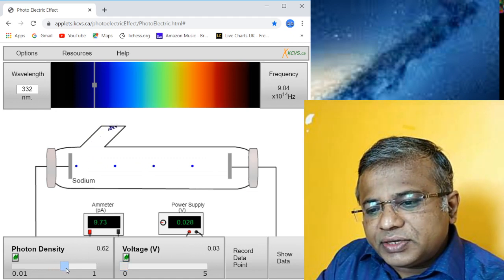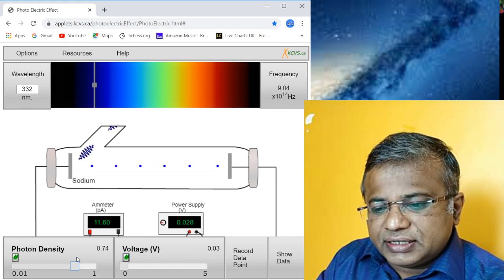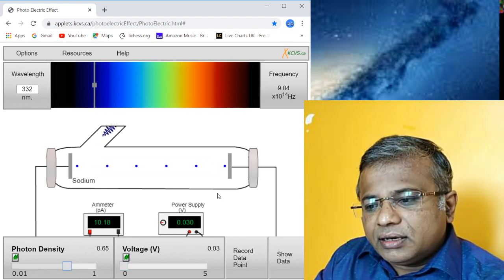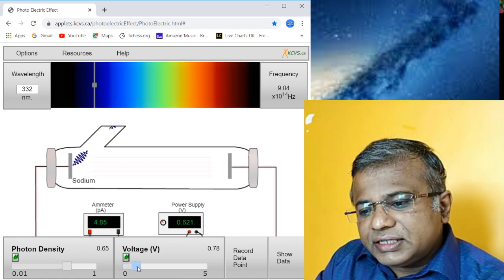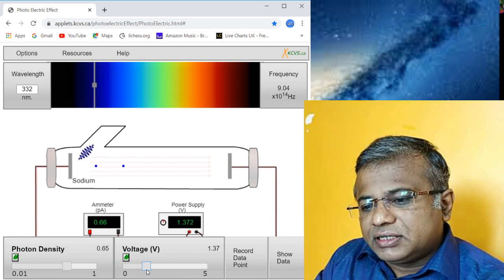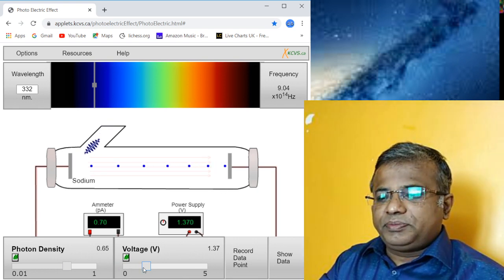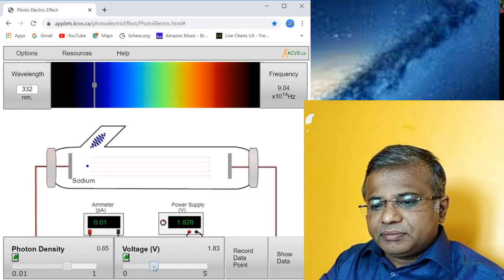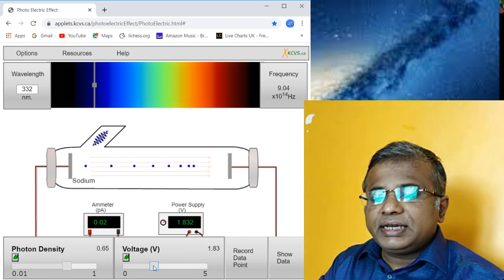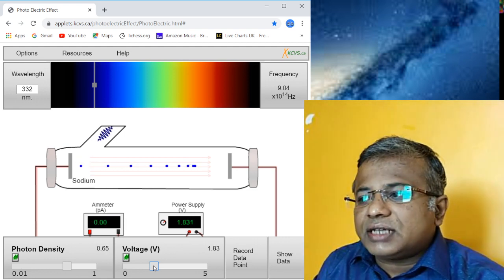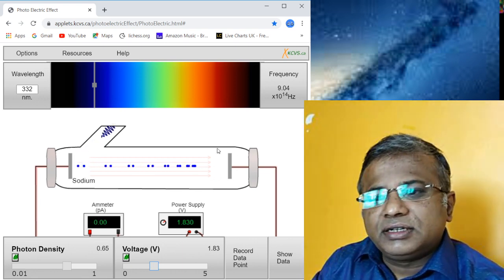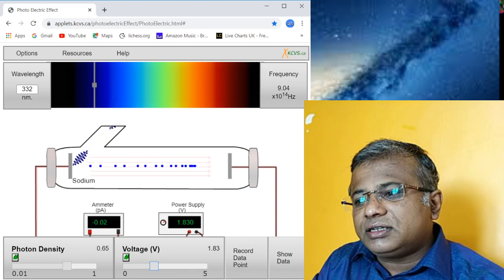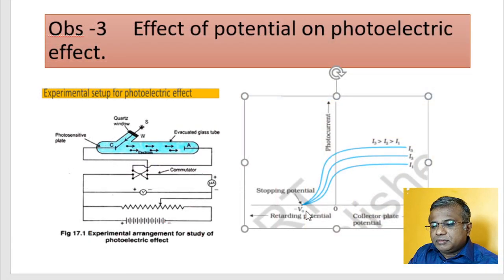If I increase the photon density, the more the current increases, you can see. But what we are observing here is that if I increase the negative potential of plate A, slowly these electrons get repelled, and at this point they are completely stopped. None of the electrons are moving towards the collector plate. So the minimum potential at which the photocurrent completely becomes zero is known as the stopping potential.